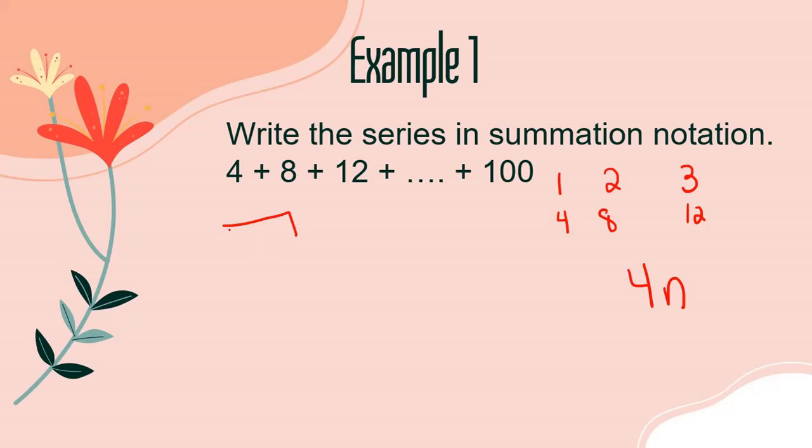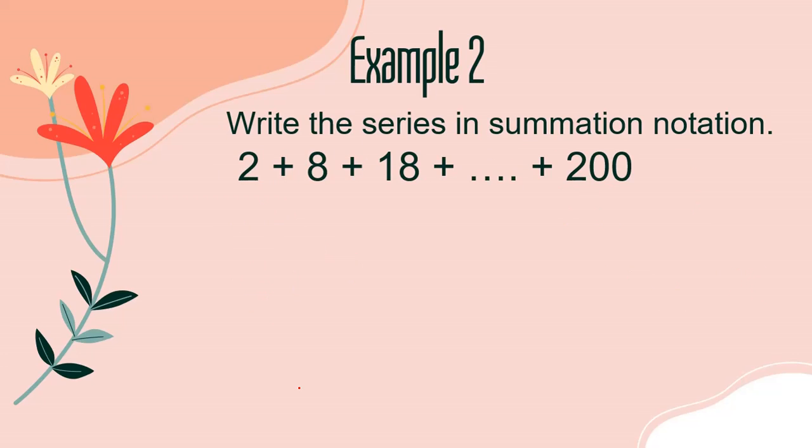So I'm going to write my sigma. I know it's kind of hard. It's kind of like an E, a weird E. I'm starting at n equals 1, right? And my rule is 4n. I don't know my upper limit. So how did I get 100? Well, 4n, how can that be equal to 100? What number did I plug in for n? 25, right? So 25 would be my upper limit. So the sum from n equals 1 to 25 of 4n is my answer.